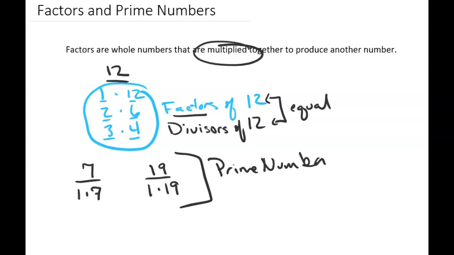Prime numbers, by definition, are numbers that have only two factors, 1 and themselves. So when we look at ways to make that number through multiplication, the only way we'll get is 1 times that number itself. Those are called prime numbers.